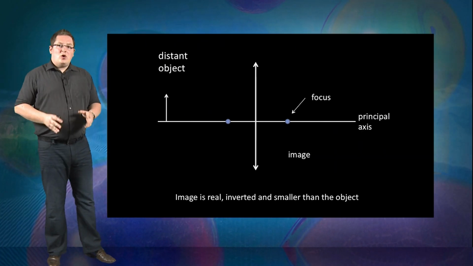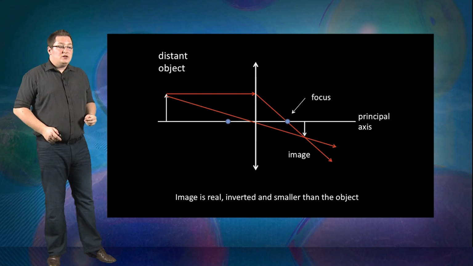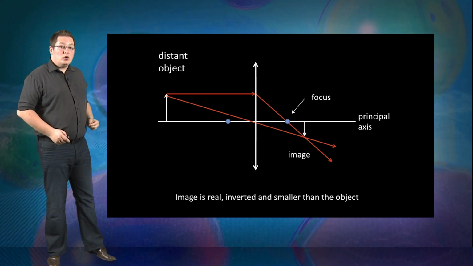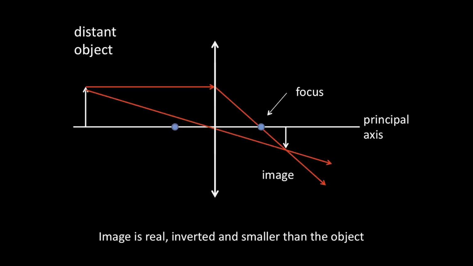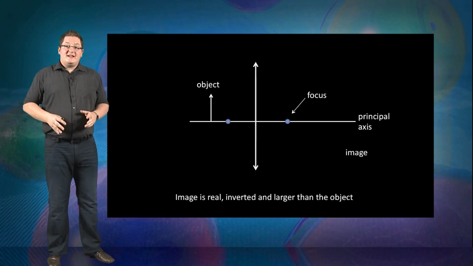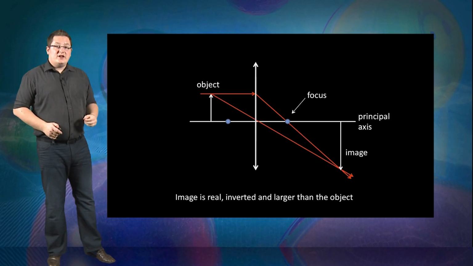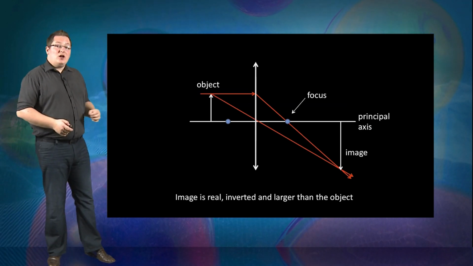When the object is a long way from the lens, as in this ray diagram, the image is real, inverted, and smaller than the object. When the object is close to the lens, as shown in this diagram, the image is real, inverted, and larger than the object.